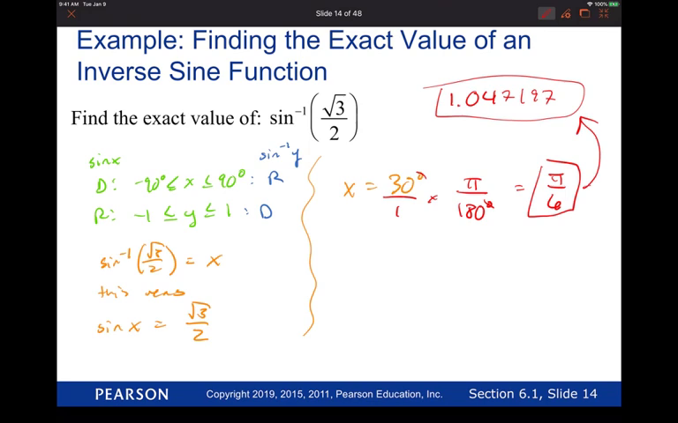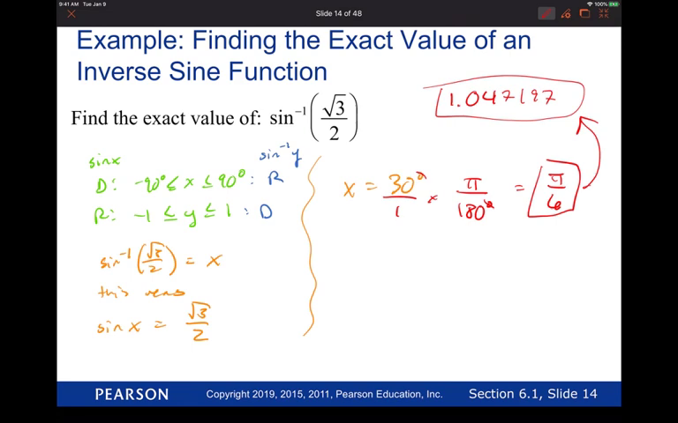So in the orange on the left, where it says inverse sine equals x, that inverse means sine of some angle equals root 3 over 2. What angle gives us root 3 over 2? That comes from the unit circle. On the unit circle, sine of 30 degrees gives us root 3 over 2. Then we just converted 30 degrees to radians.